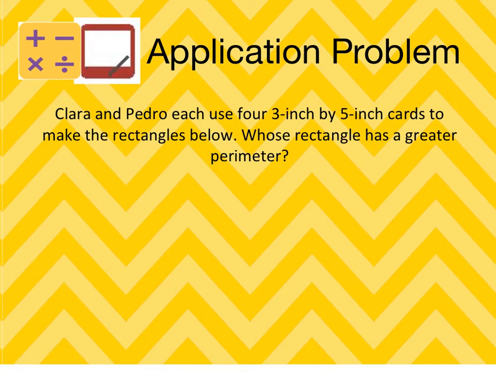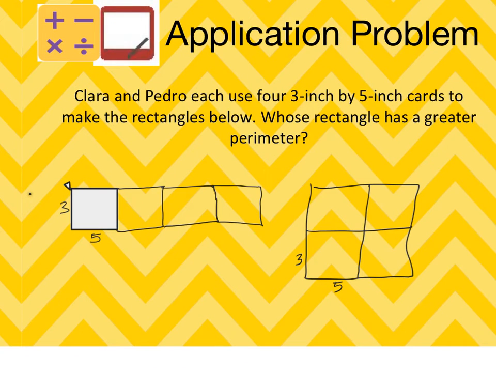Alright, here is our application problem for today. Clara and Pedro each use 4 3-inch by 5-inch cards to make the rectangles below. Whose rectangle has a greater perimeter? Okay, so here I have my rectangle. So here's Clara's, and here is Pedro's. Whose rectangle has the greatest perimeter?